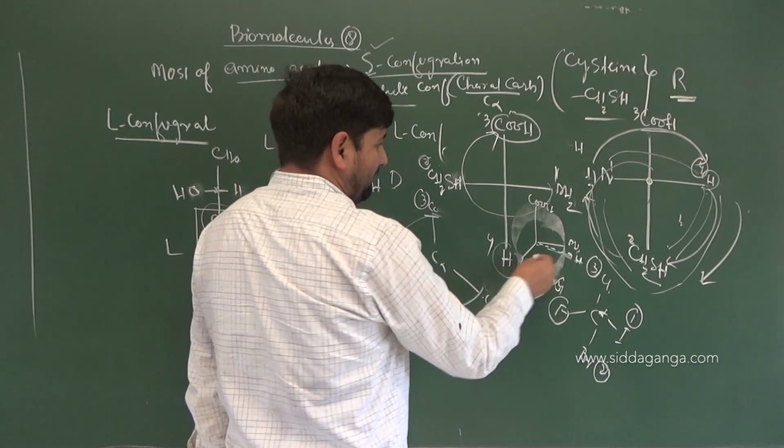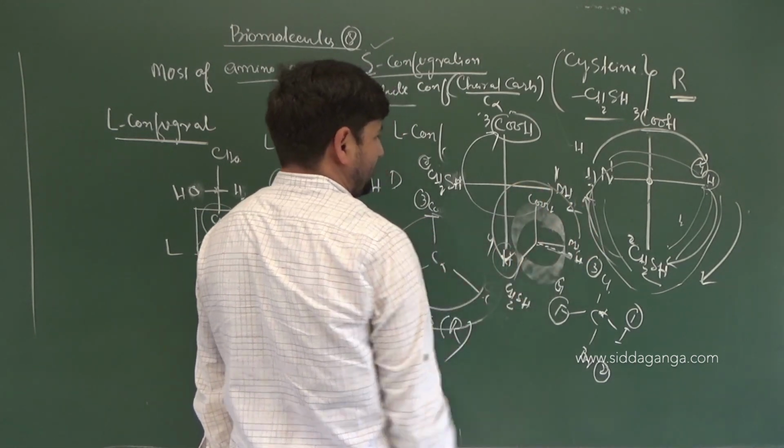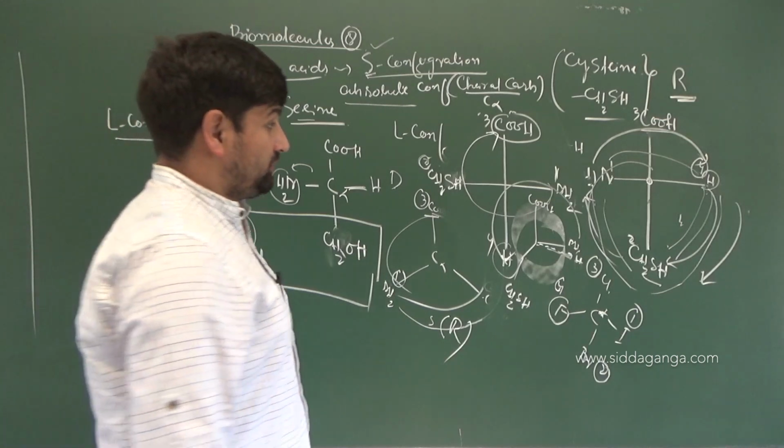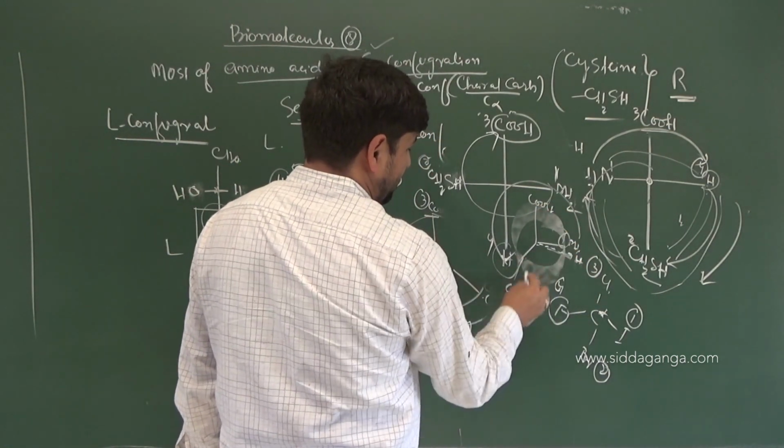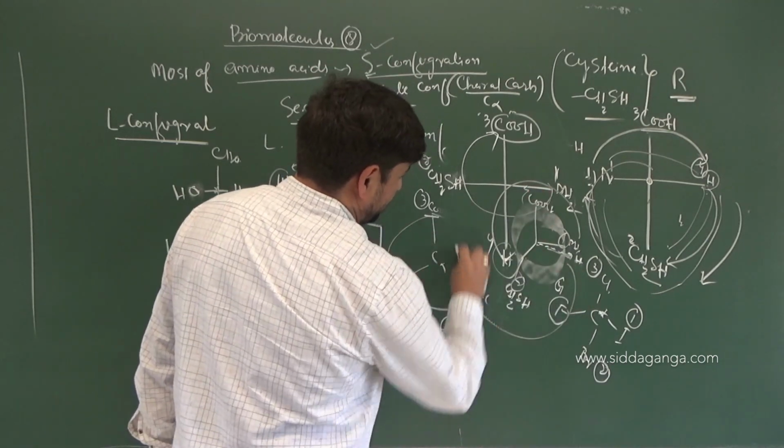CH2SH, right or not? Now have a look. Are you going in an anti-clockwise or clockwise direction? Have a look, children: NH2, COOH. So this is anti-clockwise, but you have this as the first one, this will be the second one, this will be the third one. So you are going in a clockwise direction.